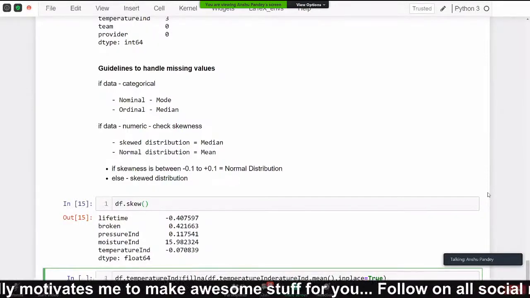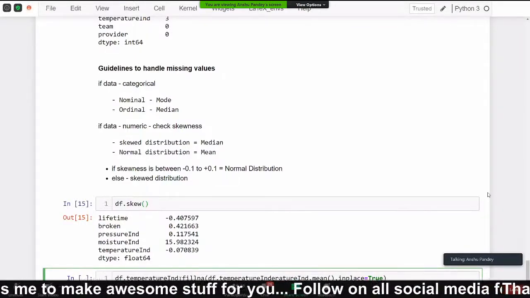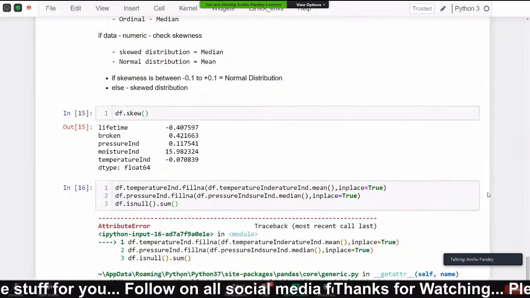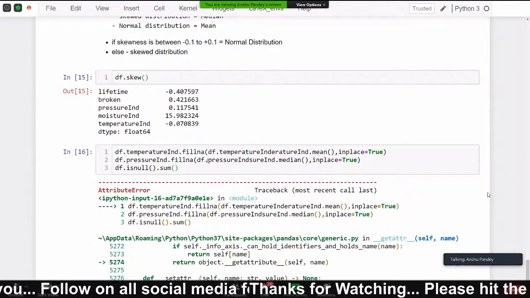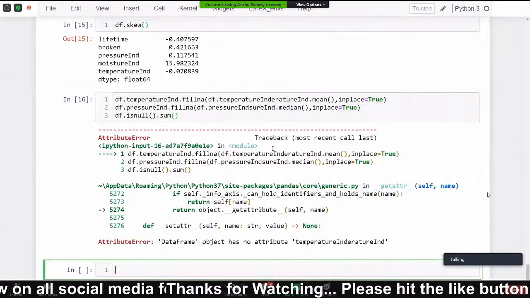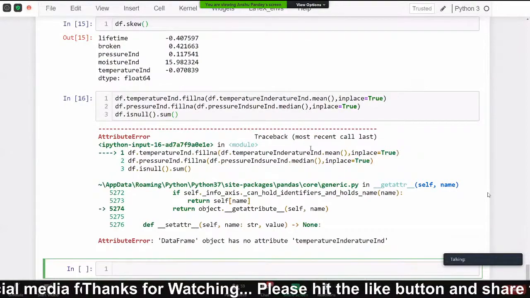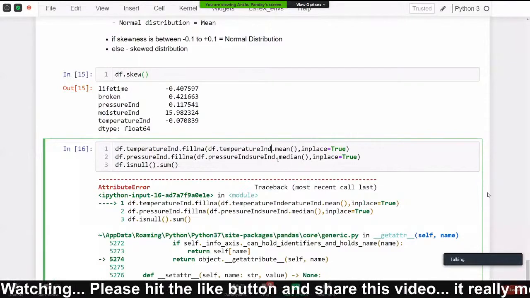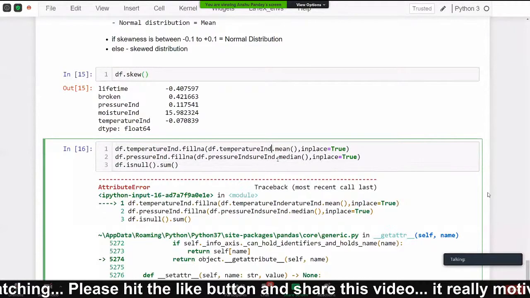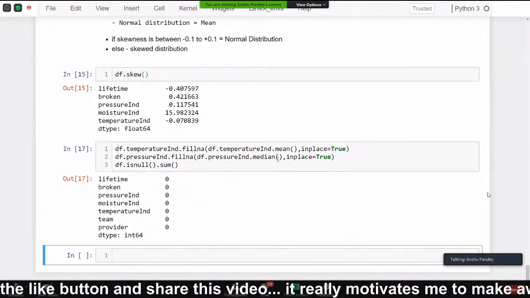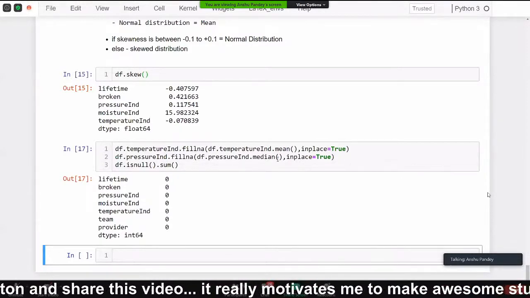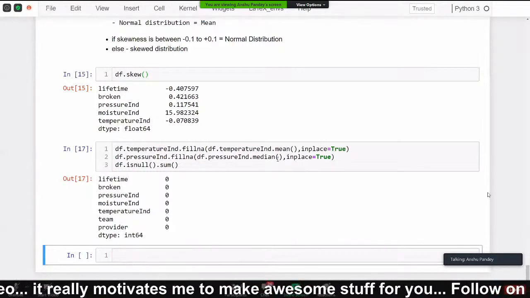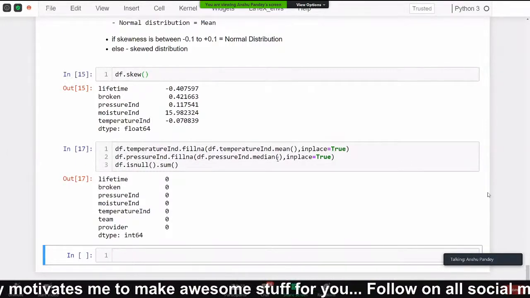And now if you look at df.isnull().sum(), if you check the missing values, well, we have errors. So data frame has temperature index. So now you can see that we have filled the missing values and are not having any missing values. So we have filled the missing values in temperature by mean and pressure by median, and we have no missing values in both. So we will clear any question you have.